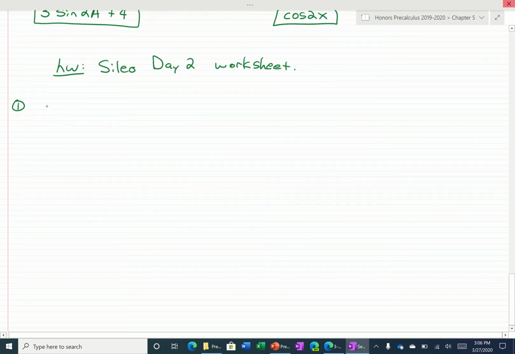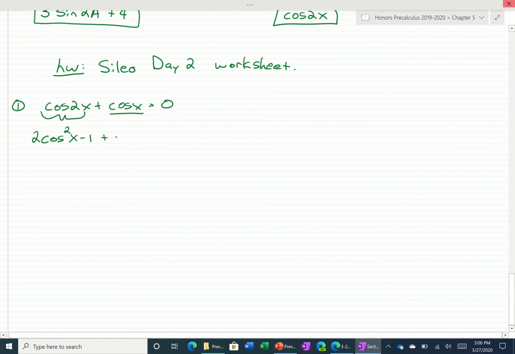So for problem number 1, it asks us to find the cosine of 2x plus the cosine of x is equal to 0. Now we do have 3 different formulas we could use for the cosine of 2x, but because we do have a cosine, I'll make sure that all these are cosines. The formula was 2 times the cosine squared of x minus 1. That's what the formula for this was, one of the 3, plus the cosine of x is equal to 0. Simplifying, we get 2 times the cosine squared of x plus the cosine of x minus 1 equals 0.